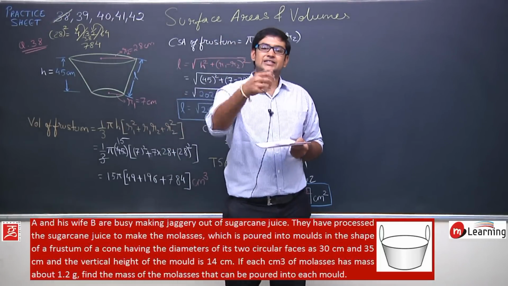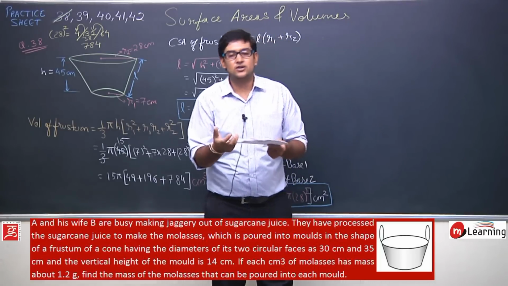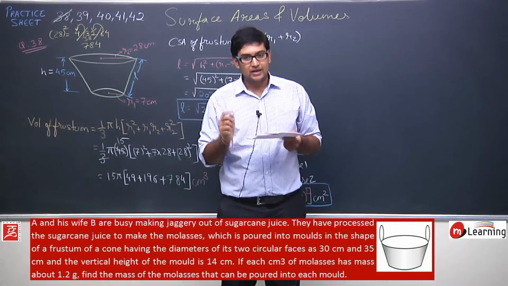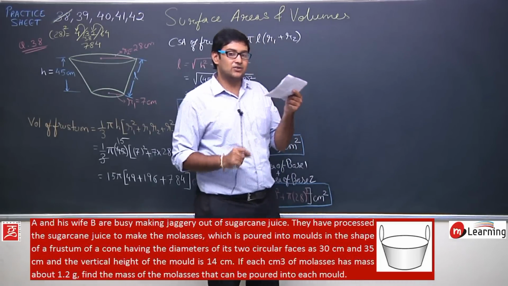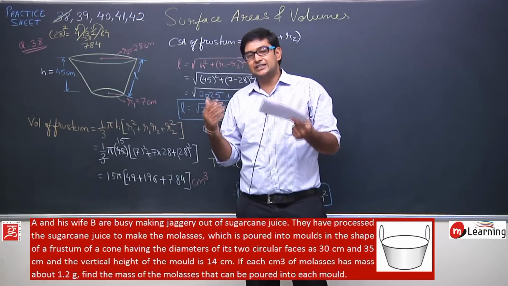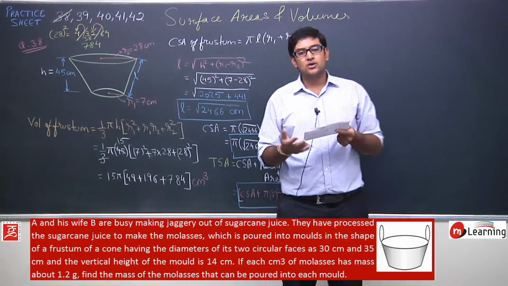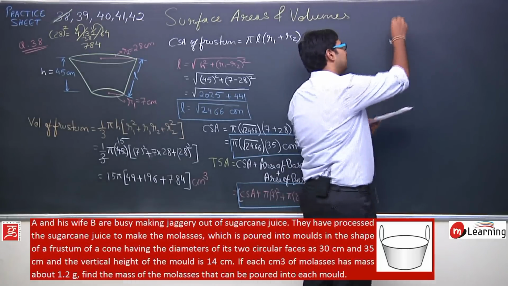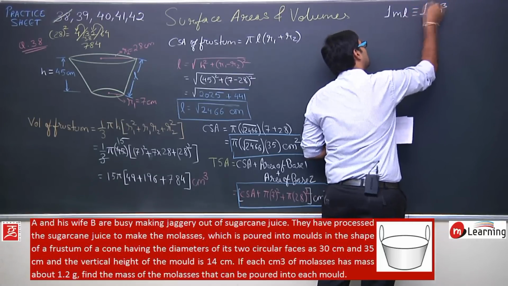I am filling that molasses in those containers, and I need to determine how much weight of that molasses can be poured in each container. Remember, it is given that each centimeter cube of molasses. Since this is a liquid, I can consider the unit for volume of this molasses as milliliters also, because we know one concept that 1 ml is equivalent to 1 centimeter cube.